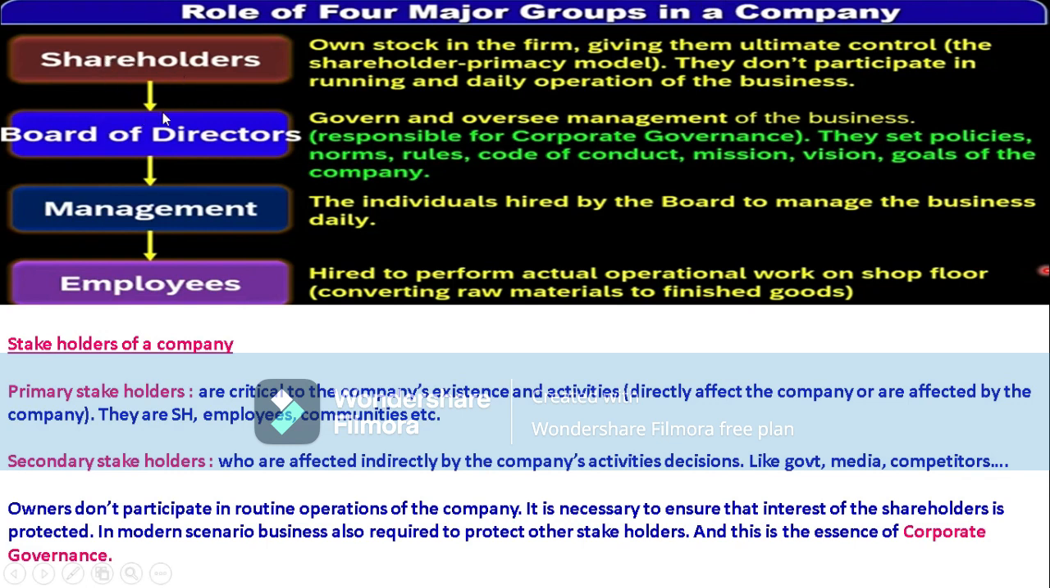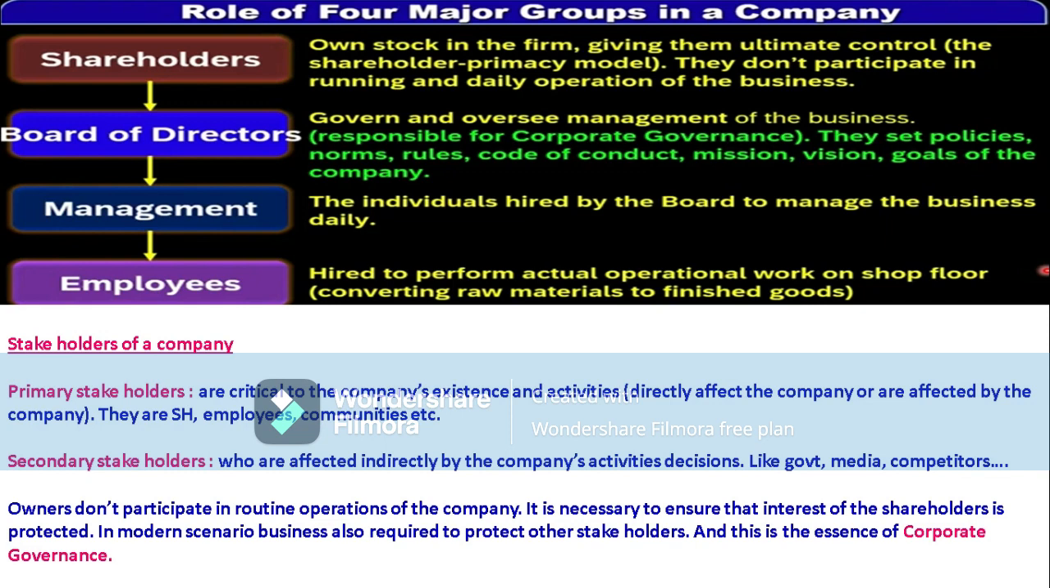After shareholders, they appoint the board of directors. The board of directors governs and oversees the management of the business. As I said before, they play a very important role, like they act as trustees. They will see the financial decisions, they will see the CSR activities in the organization, and they will give feedback to the organization.